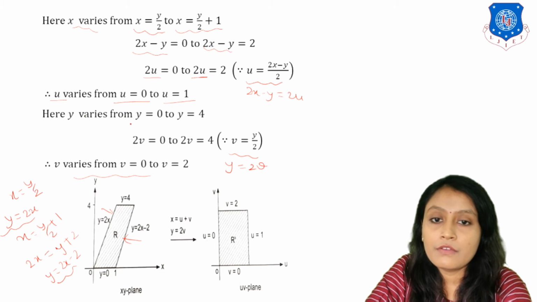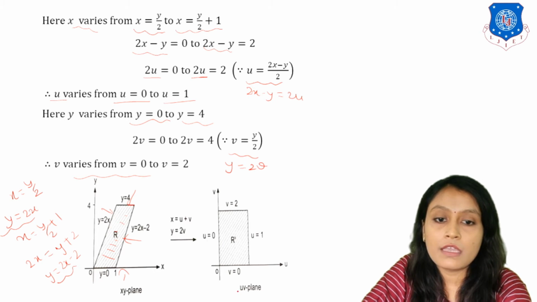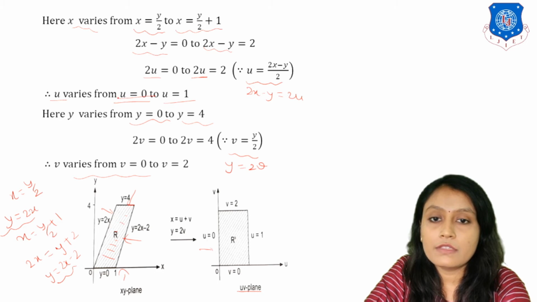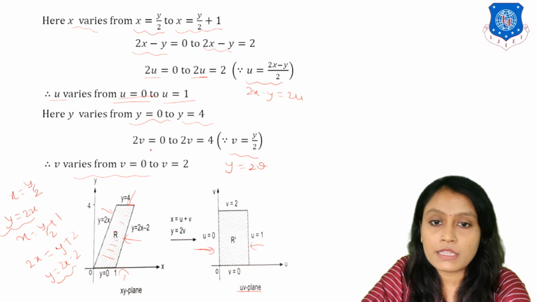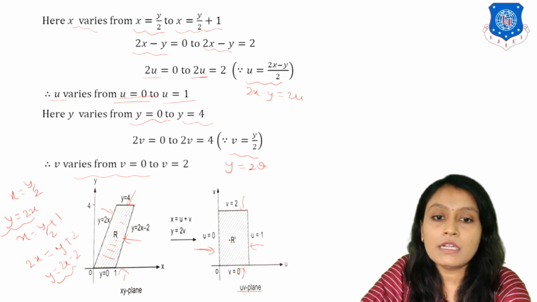Next we have y is equal to 0, that is the x-axis, so we will draw it here. And next is y is equal to 4, so this is your line y is equal to 4. And the intersection of these four lines is the region R. Now we are changing the variables to uv variables. So now we have the uv plane. We have the lines u is equal to 0, this is u is equal to 0, then u is equal to 1, then v is equal to 0 and v is equal to 2, so this is your region R dash.